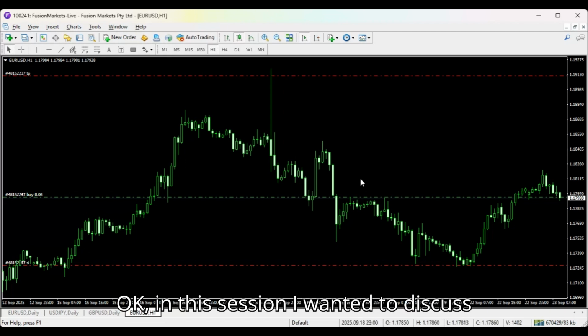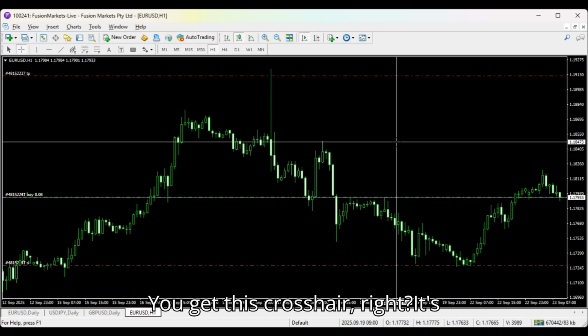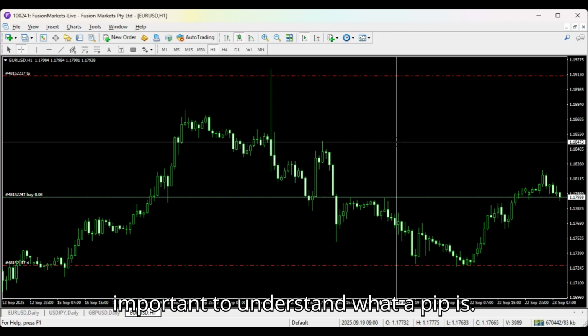Okay, in this session I wanted to discuss what is a pip. It's a percentage in point. In MT4 or MT5, when you click on Ctrl F, you get this crosshair. It's important to understand what a pip is.